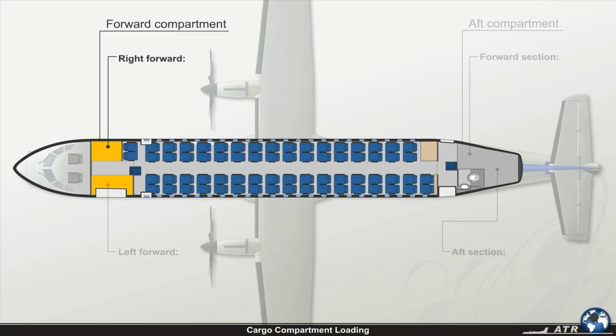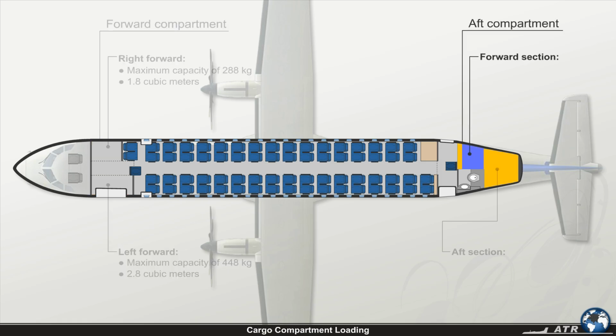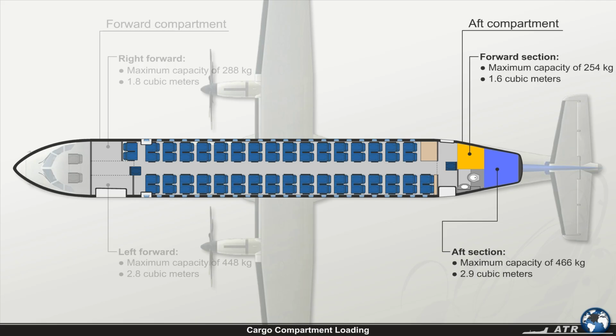The right forward compartment has a maximum capacity of 288 kilograms and 1.8 cubic meters. The left forward compartment has a maximum capacity of 448 kilograms and 2.8 cubic meters. The forward-aft compartment has a maximum capacity of 254 kilograms and 1.6 cubic meters. The aft section of the aft cargo compartment has a maximum capacity of 466 kilograms and 2.9 cubic meters.